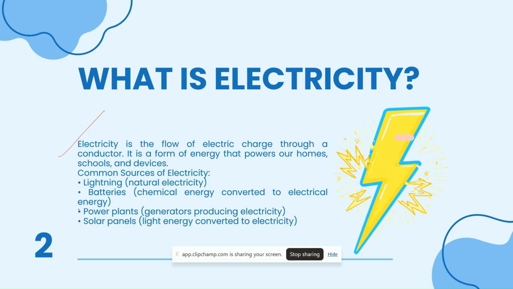The examples are lightning, which is natural electricity; batteries, where chemical energy is converted to electrical energy; power plants and generators producing electricity; and solar panels, where light energy is converted to electricity. These are examples of electricity. In this process, the positive and negative charged particles are moving from one place to another, and electricity works in different things.